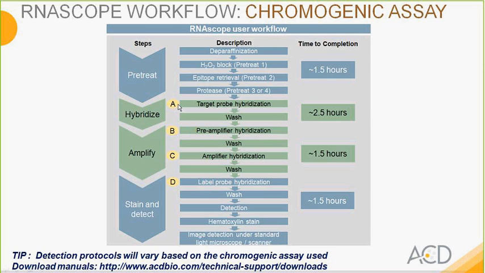This is followed by target hybridization, wash step, binding of preamplifier, another wash step, a series of amplification steps, washing, label probe hybridization, washes, detection, and counterstaining with hematoxylin. For chromogenic assays, you can view your image under a light microscope. It's important to note that the detection protocols will vary based on the chromogenic assay that you're using.